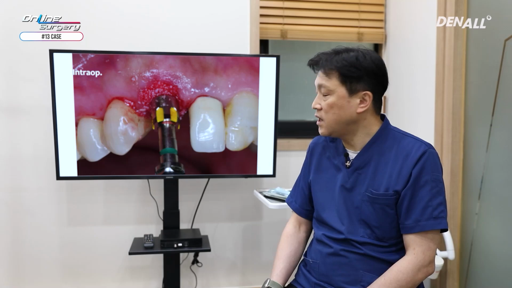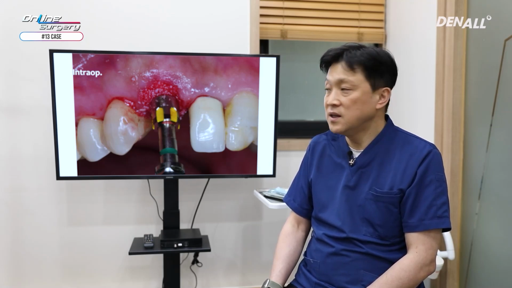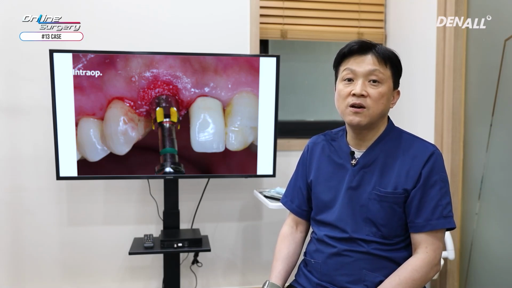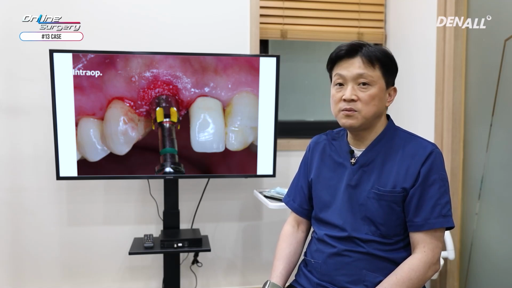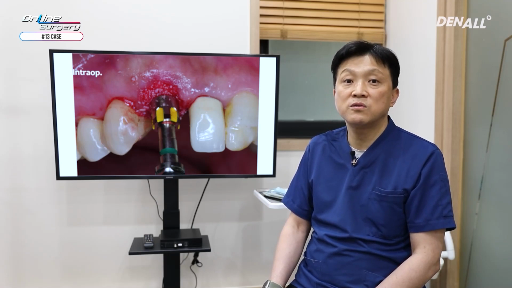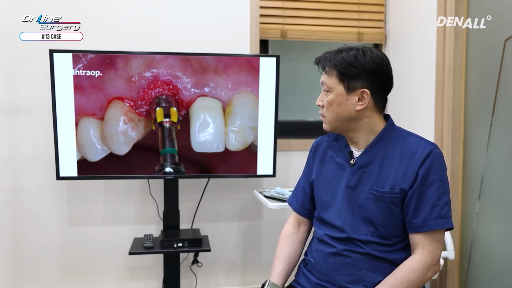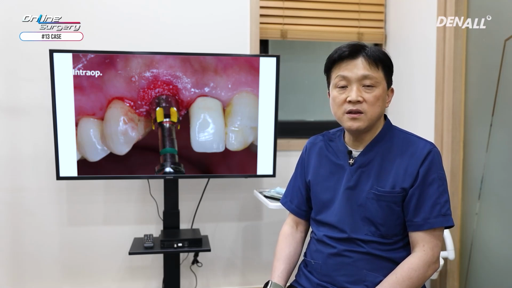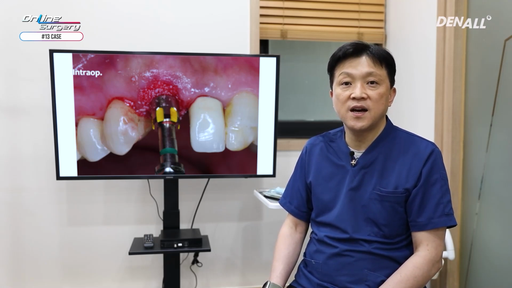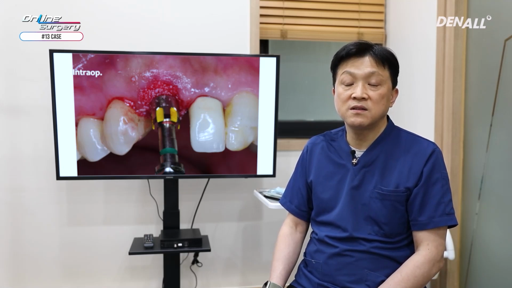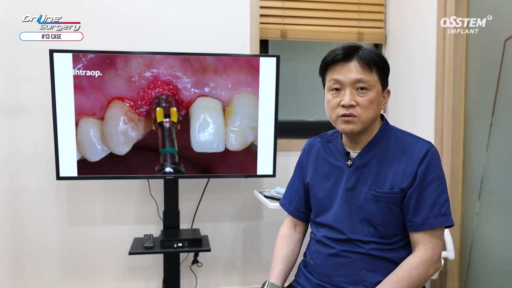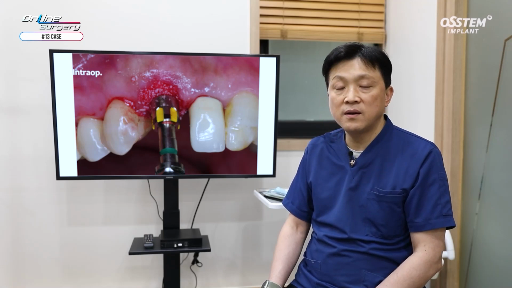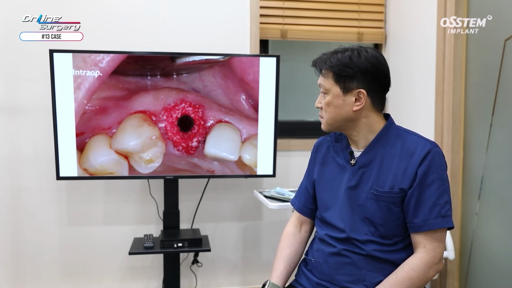When you do dual zone graft, if you put in a healing abutment first, because of the diameter of the healing abutment, then there can be difficulties in putting in graft material because it has a wide diameter. In my case, with the implant driver on, I put in the bone graft material. When I use AOS collagen, the collagen graft material itself has self-aggregation properties, so we can prevent scattering of graft material. When you do dual zone graft, I think it has many advantages in using collagen graft material.